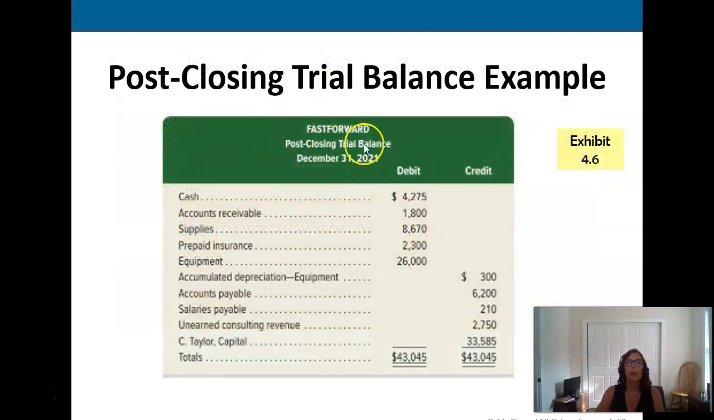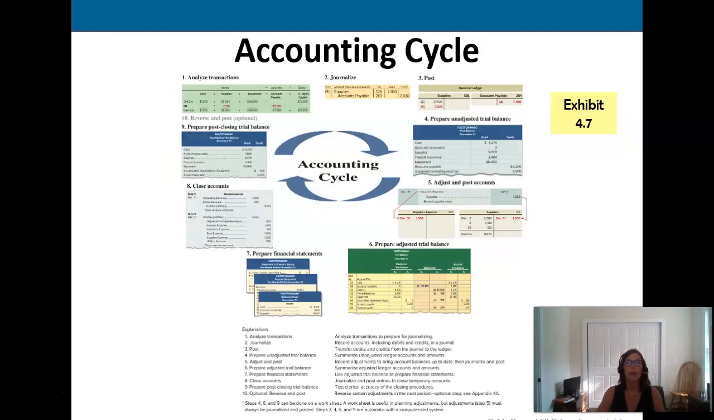So here is our post-closing trial balance. All that we have left are our permanent accounts, our assets, our liabilities, and our owner's equity. And so the only thing that's different here from the adjusted trial balance that we had previously is there are no more temporary accounts, and the C. Taylor capital account has now been updated to reflect the net income and the withdrawal that C. Taylor took during the month.